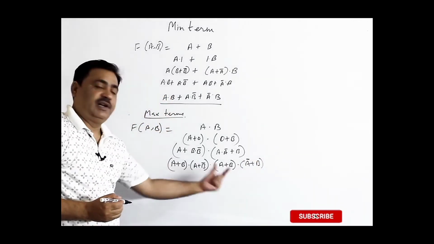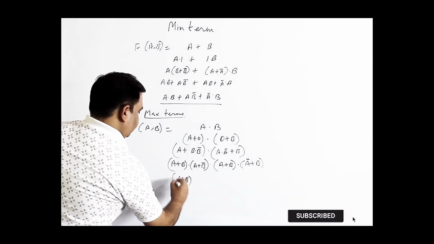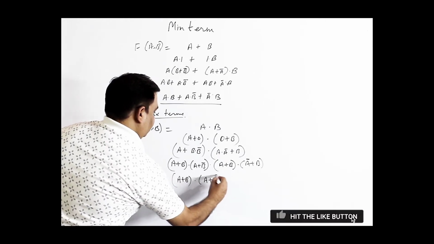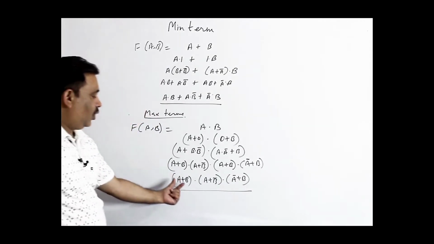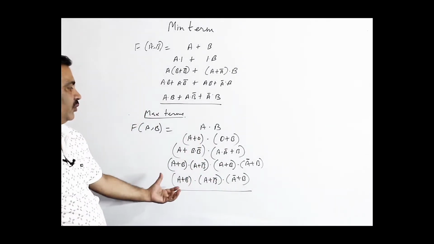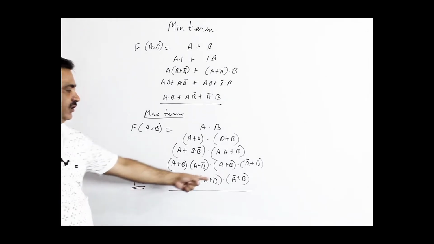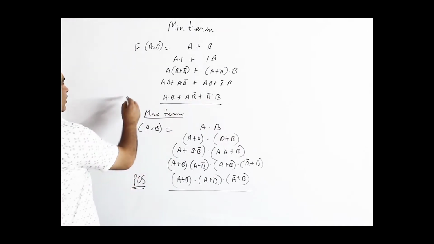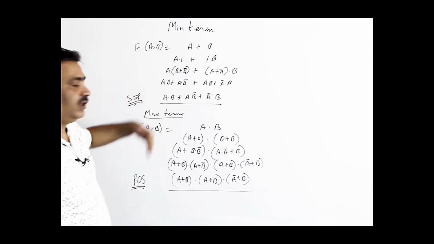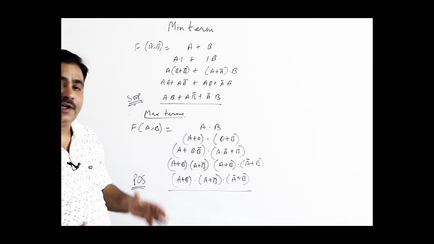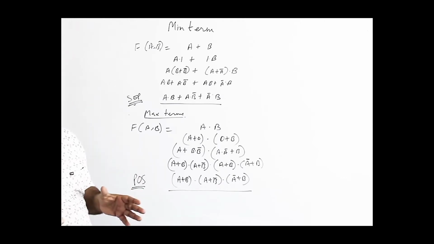Now (A + B) again, two common terms, you can remove one term and write only one term: (A + B) · (A + B') · (A' + B). All terms are now max terms. This is called product of sum, POS expression. This was SOP expression. So this is about the min terms and max terms, and we can convert any Boolean expression into SOP expression or POS expression.